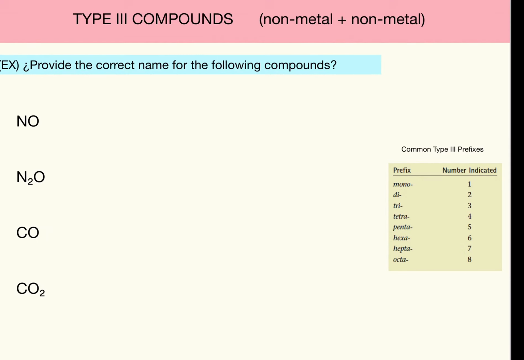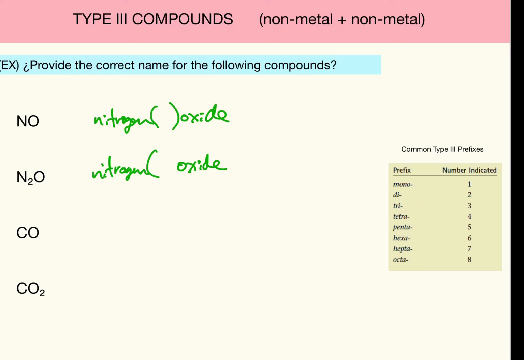Well, let's do a few. NO, name it as a type 1, nitrogen oxide. But what would the second one be? That too would be nitrogen oxide. Well, at this point, you should be thinking, different molecules cannot have the same name. There must be something more to this.